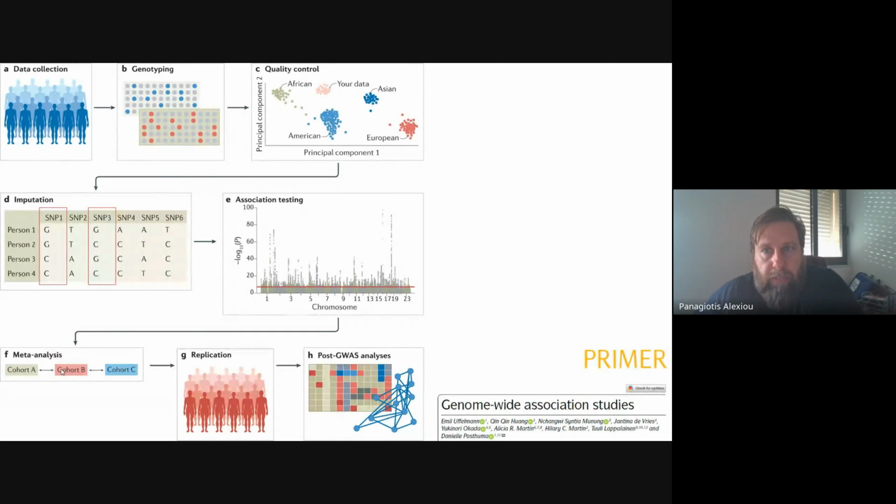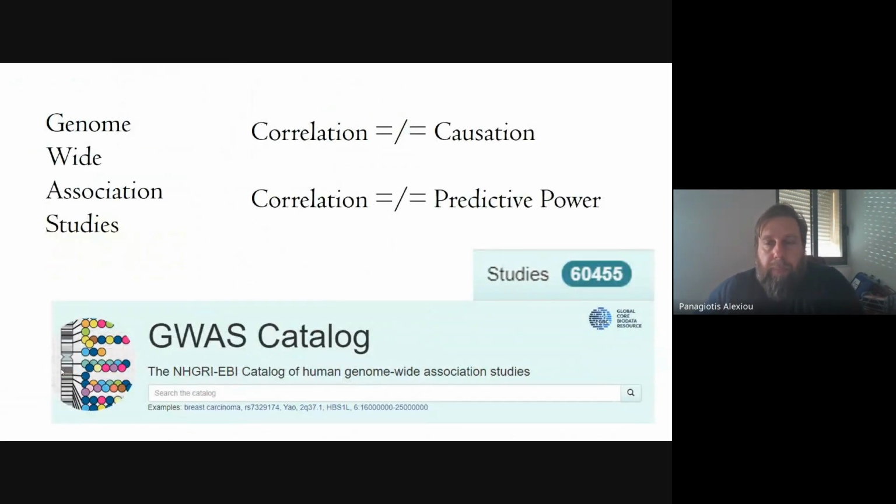It explains pretty much everything. There's also a GWAS catalog where people have publicly published their studies. So there's over 60,000 studies for various diseases and traits and so on. So these are publicly available data that you can get.